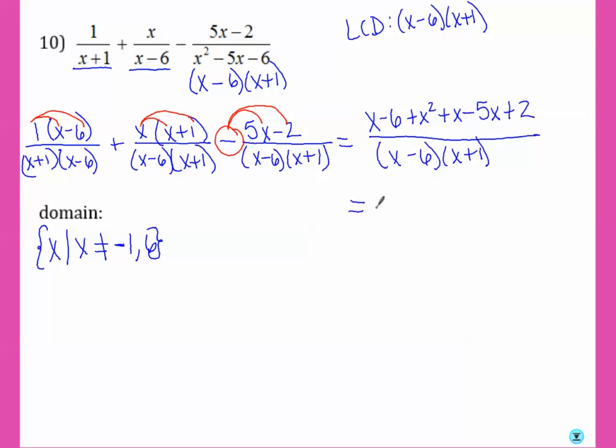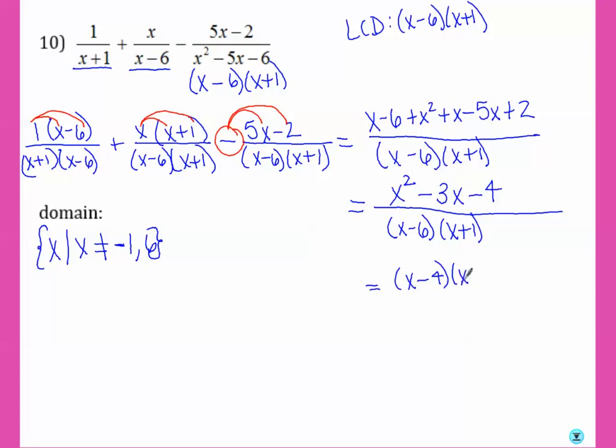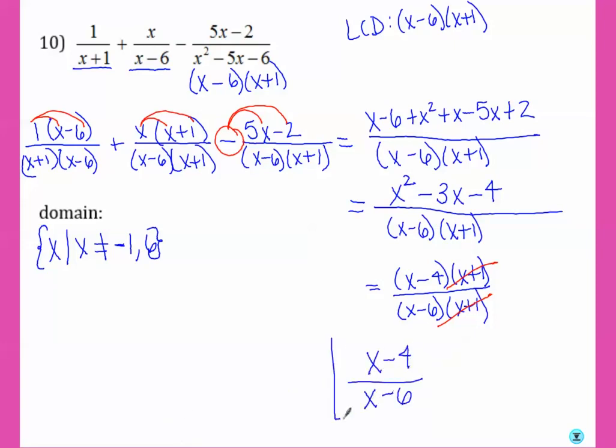Combine like terms in our numerator. We end up with x squared, x plus x, which is 2x, minus 5x is minus 3x. Negative 6 and positive 2 would be minus 4 over x minus 6 times x plus 1. This numerator can be factored. It factors to x minus 4 and x plus 1. Denominator stays the same. And look, we have the same factor on top and the same factor on the bottom, so those cancel out. So our final answer is x minus 4 over x minus 6.